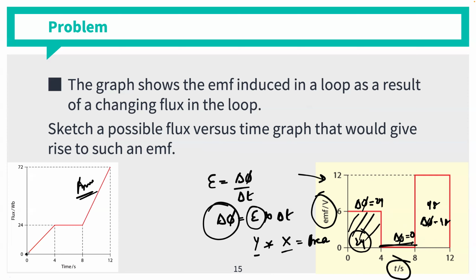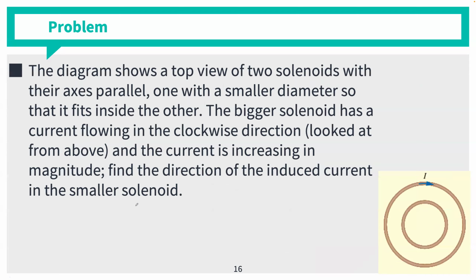As you can see, the graph started from 0. The change in flux should be 24, so it should go up to 24. And then from 4 to 8 seconds, the change in flux is 0. That means it should remain constant at 24. Why, sir? Because change in flux should be 0. And then from 8 to 12, the change in flux is 48. So 24 plus 48 is 72. So that's how you draw the graph from EMF to flux or flux to EMF.